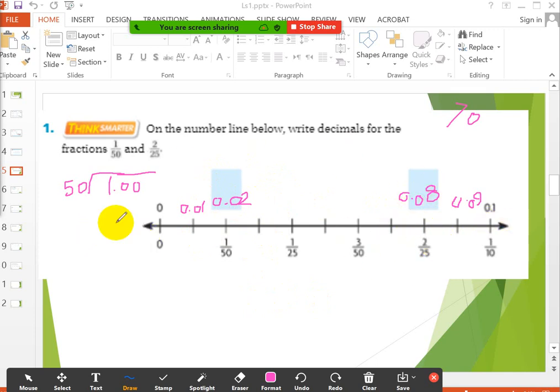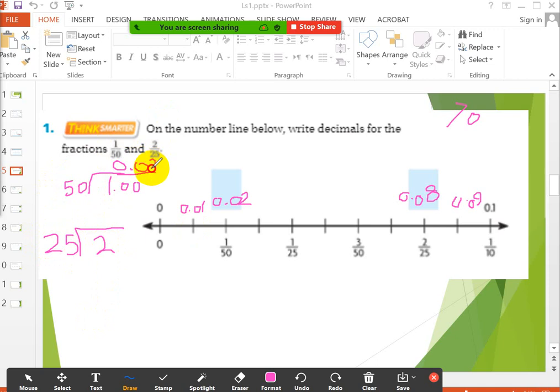But I will use another way. You can use the division, but I will use this way because it will not take much time. So you can divide 1 over 50, and the number will be 0.02.